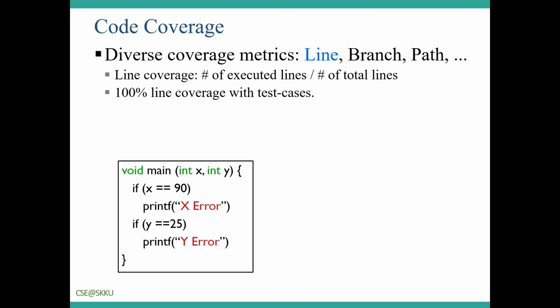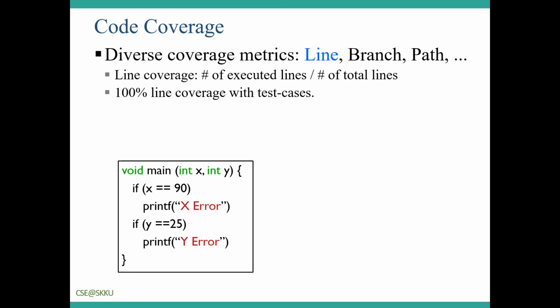Okay, let's take a look at some common code coverage metrics: line coverage, branch coverage, and path coverage. First, line coverage is the simplest one. It is calculated by counting how many lines of code have been executed so far.